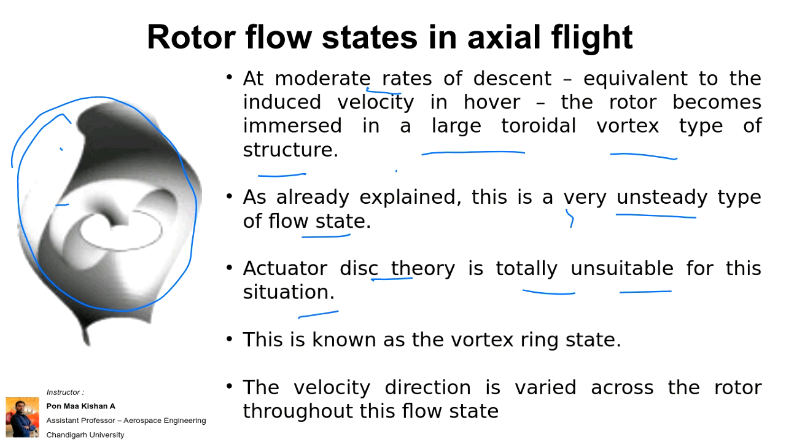Momentum theory for descent, which we calculated in the previous lecture: if we calculate the thrust required using momentum theory for descent and compare with the experimental data, there is a large contradiction when descending at a moderate rate. That's why, by wake analysis, they have declared that actuator disk theory is totally unsuitable for this situation, that is, for a moderate rate of descent. This state is called the vortex ring state.